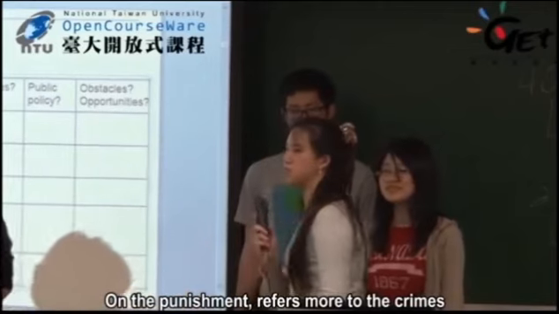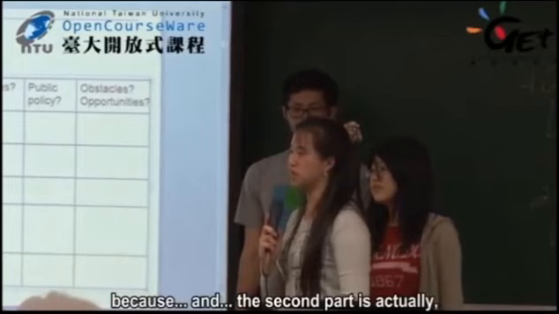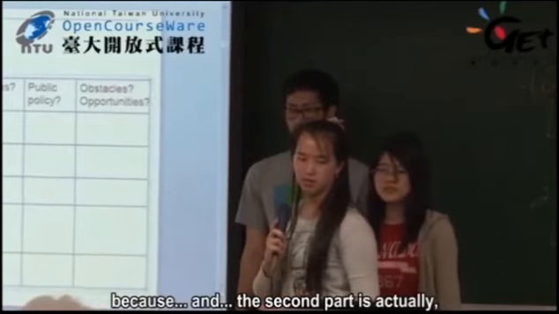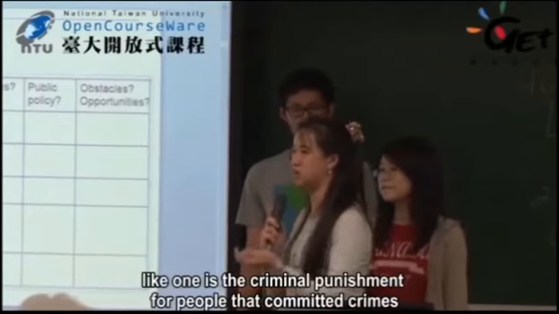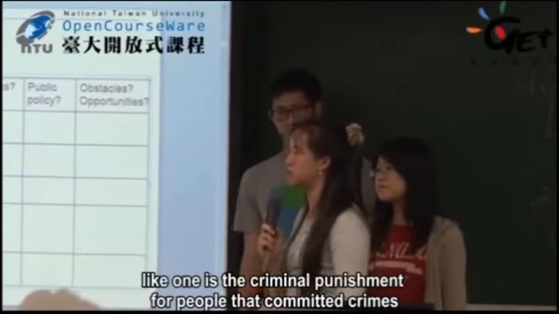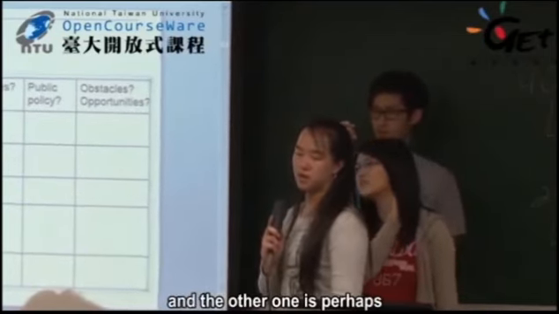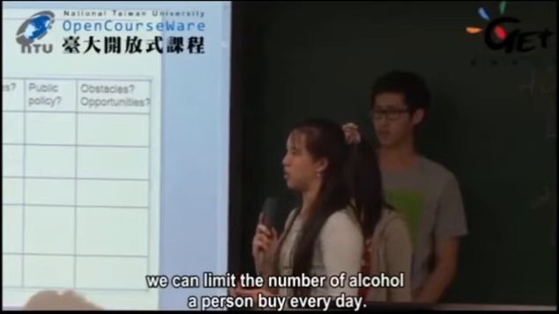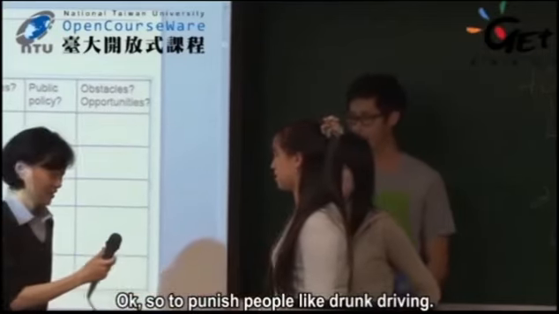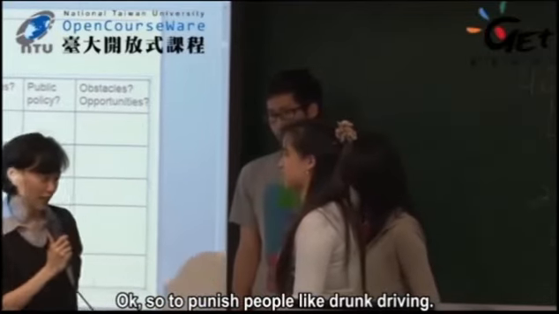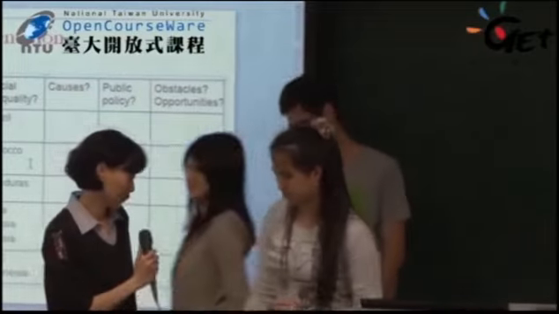The criminal punishment refers more to the crimes committed after alcoholism, because the second part can actually be separated into two points. One is the criminal punishment for people who committed crimes after drinking alcohol, and the other is that perhaps we can limit the amount of alcohol a person buys every day. Okay, so to punish people like drunk. Yeah. Okay, thank you.